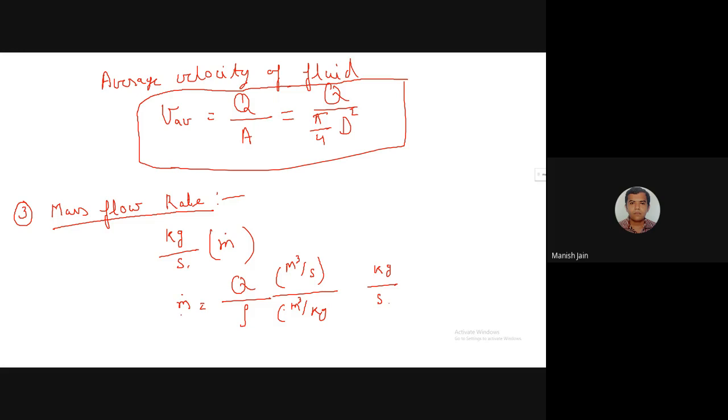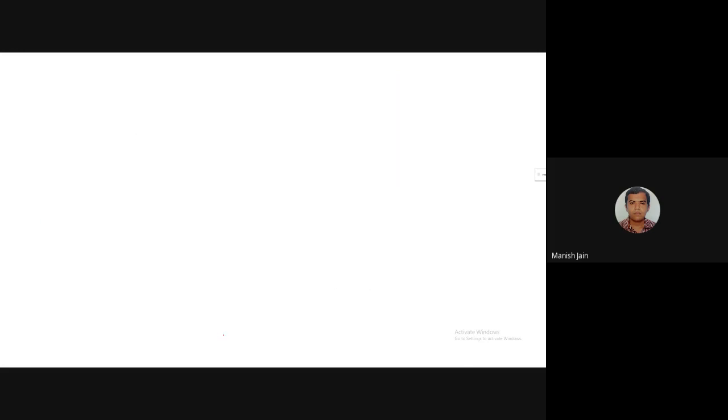So you can convert mass flow rate equal to Q divided by rho, or you can also write m dot equal to Q divided by rho. If fluid is flowing inside the tube, you can write V average multiplied by A, the cross-sectional area of the tube, divided by rho, or V average multiplied by pi by 4 d square, divided by rho.